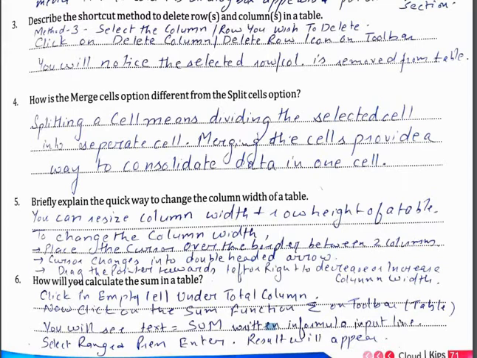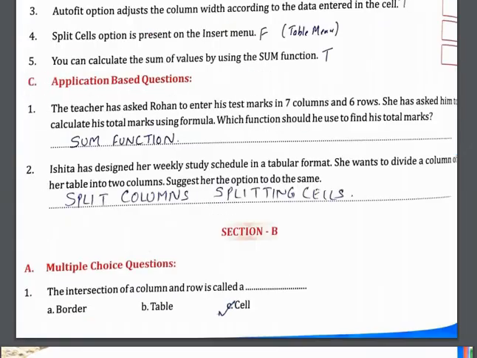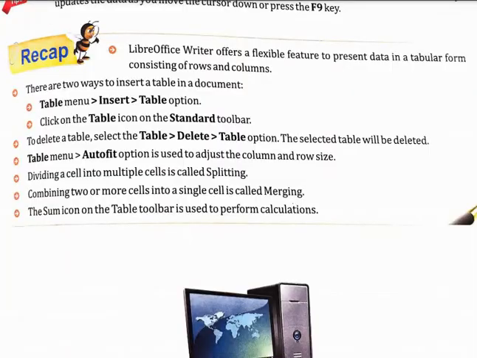How will you calculate the sum in the table? Click in the empty cell under the total column. Now click on the sum function on toolbar. You will see text is equal to sum written in formula input line. Select range and press enter. Result will appear.